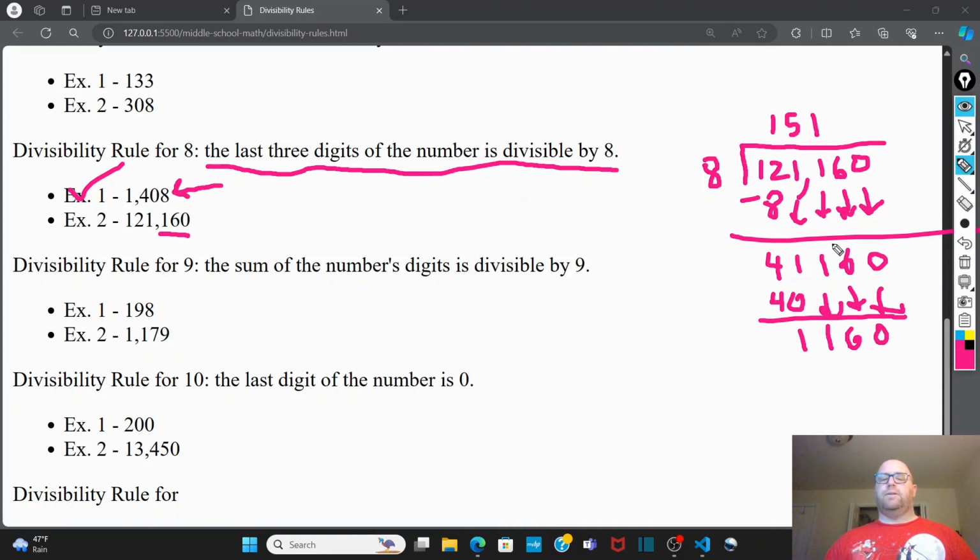8 goes into 11 once. 1 times 8 is 8. 11 minus 8 is 3. Bring down the 6. Bring down the 0. 8 goes into 36 4 times. 4 times 8 is 32. 36 minus 32 is 4. And we're running out of room, but we get 40 here. 8 goes into 40 5 times exactly. We'll have a remainder of 0. So, if I subtract 40, trying to cram it in there, I get my remainder of 0. So, yeah, that one checks.